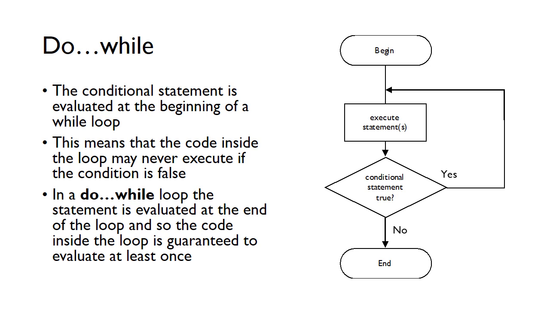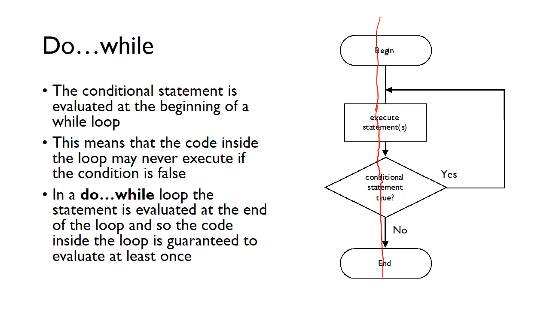But there's another slight variation on this called a do while loop. This is where the statement is now evaluated at the end of the loop. That means the code associated with the loop is guaranteed to execute at least once. This is different than a while loop. The code in a while loop might never be executed, but with a do while loop, it's guaranteed to be done once. So the code will come down, this statement will get executed, then we'll check whether the conditional statement is true. If it's false, we'll just drop straight out of the loop.